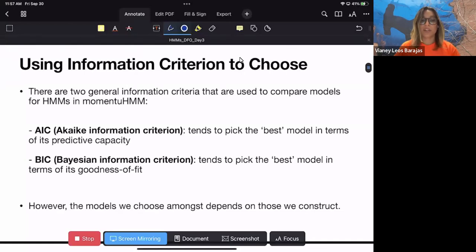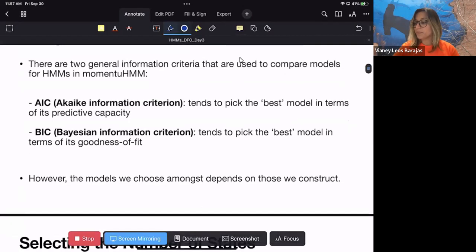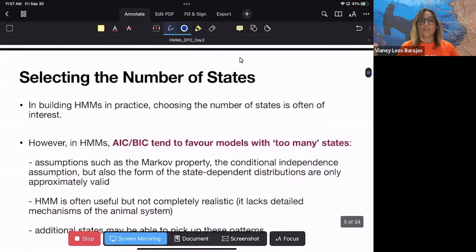Of course, the models we choose amongst depend on those we construct. Selecting the number of states in a hidden Markov model is probably one of the first things that people try to decide. How many states should I have in my hidden Markov model? Doing this in practice is often of interest. However, these information criteria tend to favor models with too many states. We'll get into what too many states might actually mean in practice.